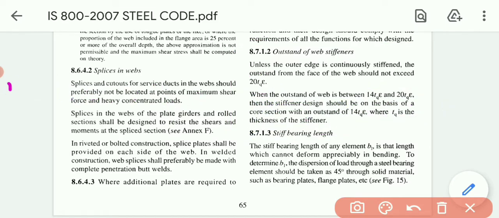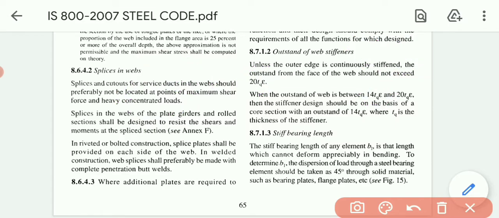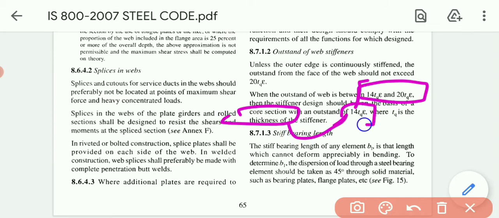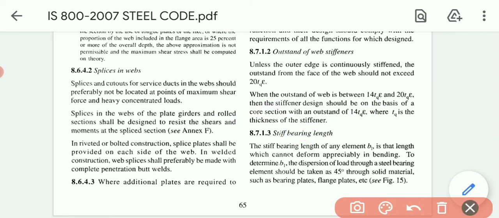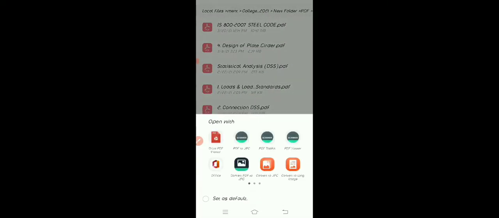Okay, so what they have given us in this formula is that the maximum is 20 t_q epsilon, and the minimum is this one, that is 14 t_q epsilon. That is the maximum and minimum width criteria for the stiffener. If our width of stiffener is between 14 t_q and 20 t_q, then we can use the core section of 14 t_q epsilon. Core section means effective section. So first of all, let's find 14 t_q epsilon and 20 t_q epsilon. On the basis of that, I will decide the width of the stiffener.